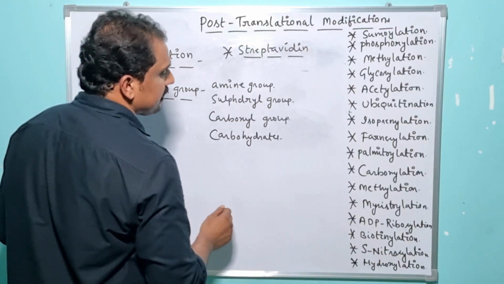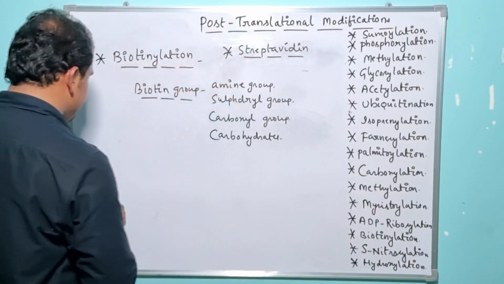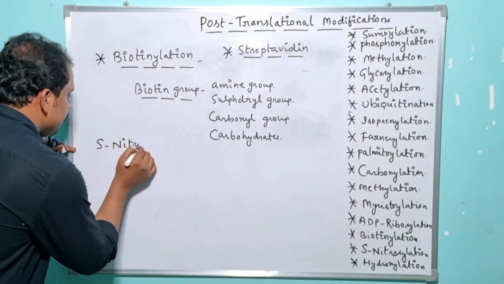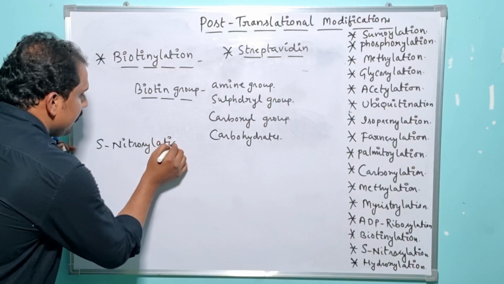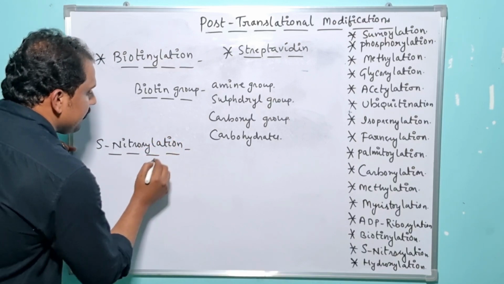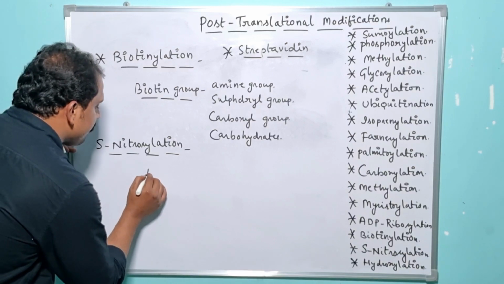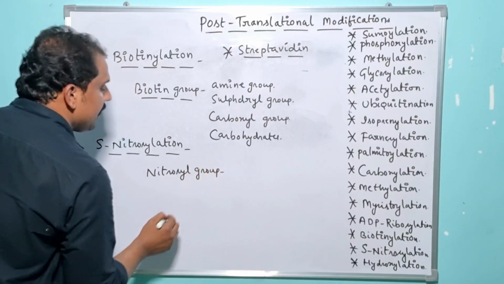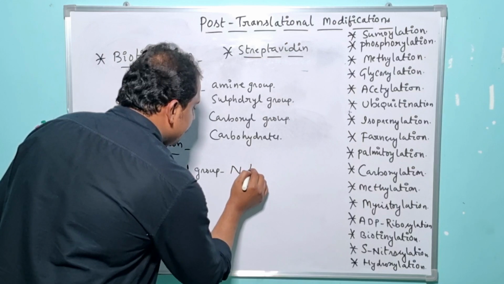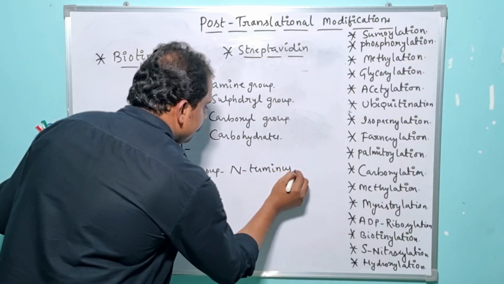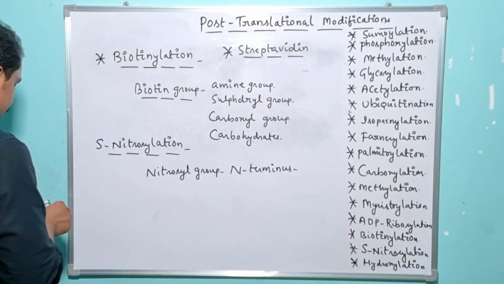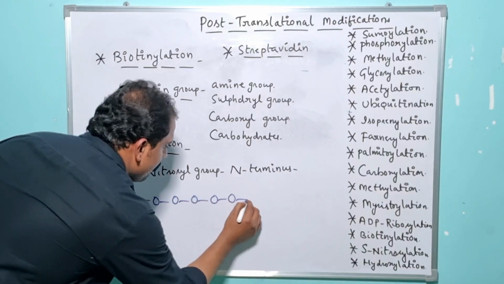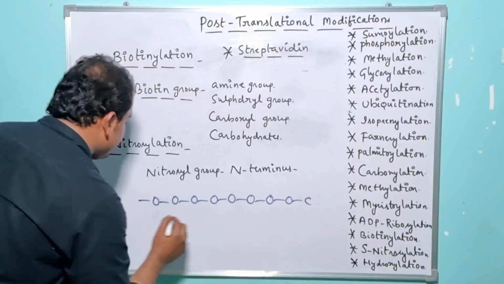And the next specialized post-translational modification is S-nitrosylation. What is it? So what exactly happens during S-nitrosylation? During S-nitrosylation, successful recruitment of the nitrosyl group takes place at the end terminus of the polypeptide chain. So let us assume it is the polypeptide chain, the nascent polypeptide chain or the protein which is synthesized during the translation mechanism.